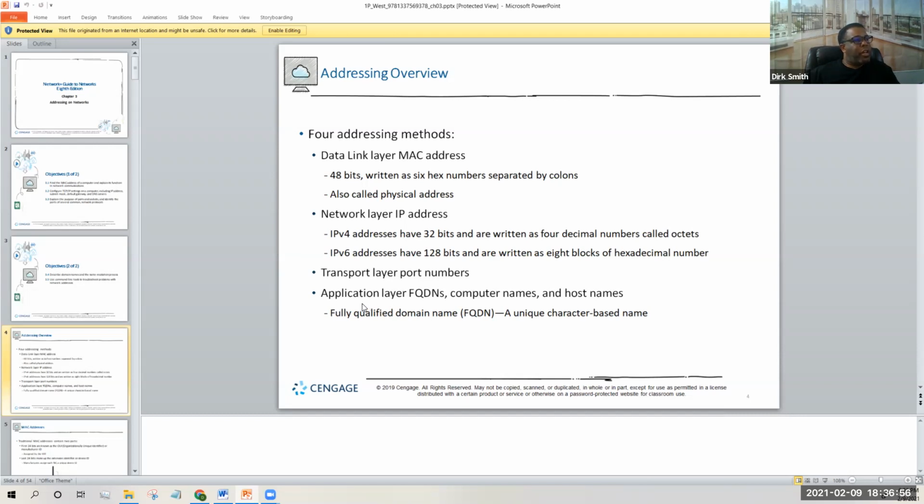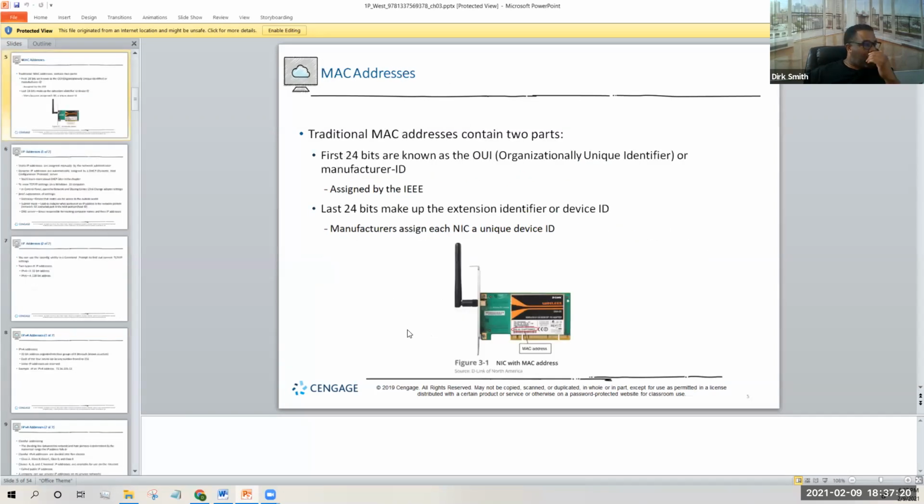Transport layer port numbers, and then application layer: FQDN, fully qualified domain names, computer names, and host names. These are names of the computer, and this is how computers know how to communicate what they are on the network. Okay, so just going over the IP address, the MAC address.